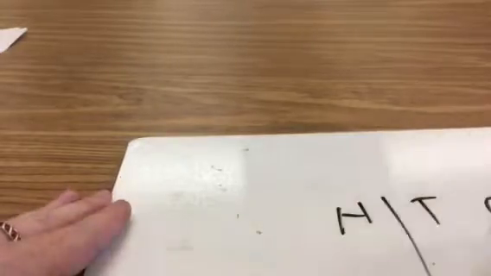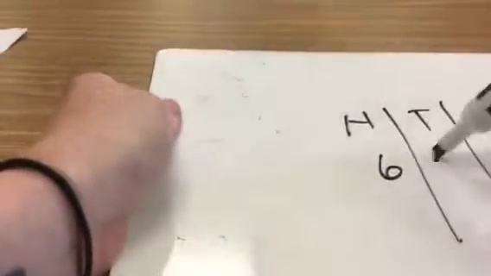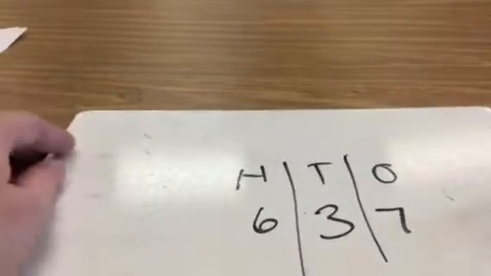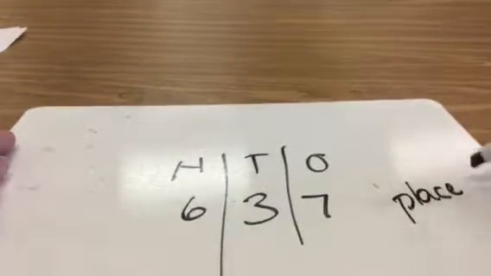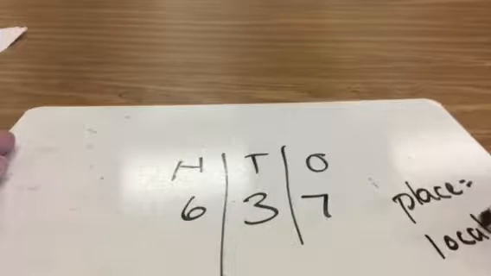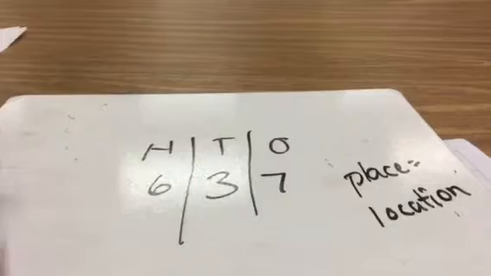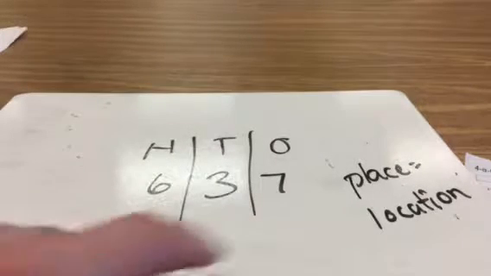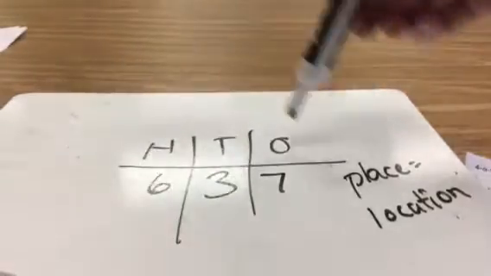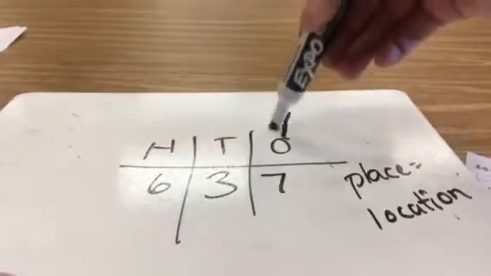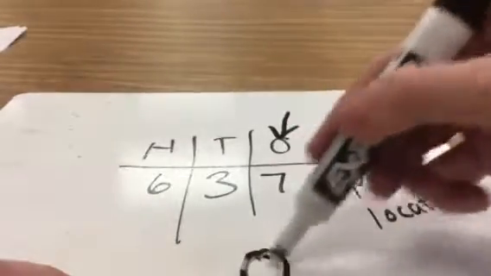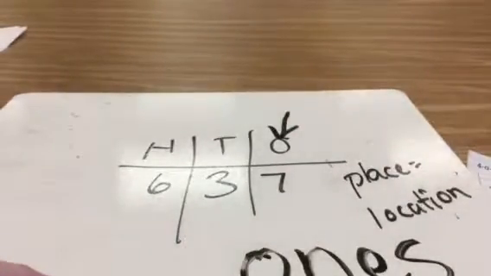In which place is the 7 located in 637? So I'm going to make my HTO, and I'm going to put my number in there. My number is 637. I want to know what place, and if you remember from our lessons, place means location, like Mary Williams is a place. It's a location, okay? So if I want to know where the 7 is, I'm going to look for the location of the 7. What's the location of the 7? The 1's place is the location of the 7. So our answer is 1's.